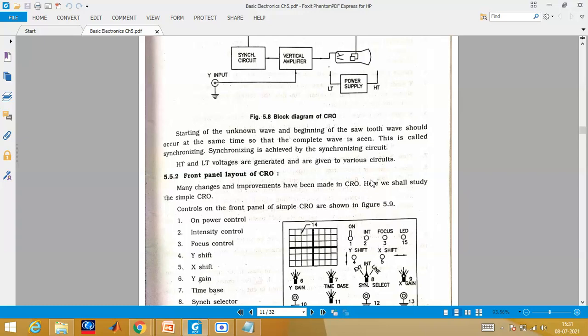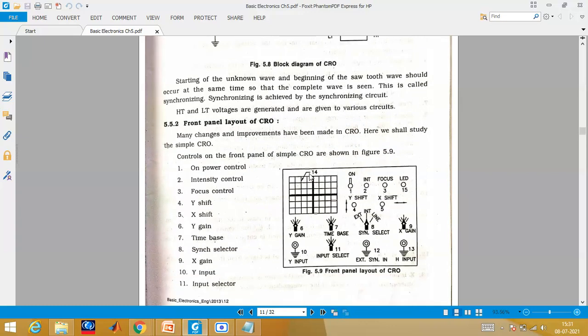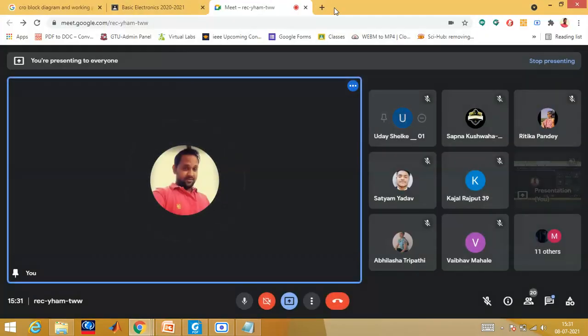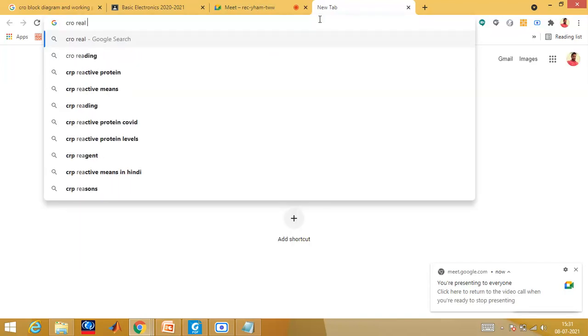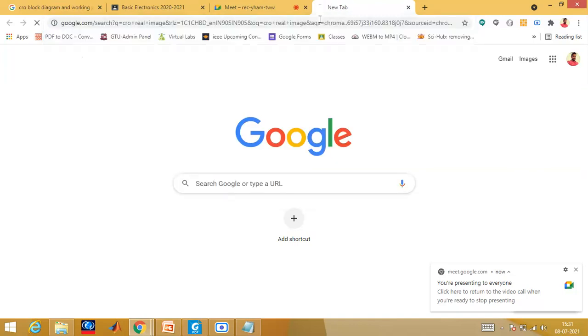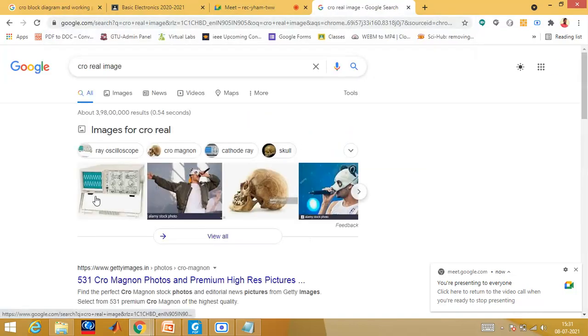Now how does it look like? If you see the screen, it will be looking like your graph paper. Shall I show you? One minute, I'll just show you the actual CRO diagram. I will show you a real image of the CRO once. If you come to the lab, you might have seen it. If not, I'll show you.